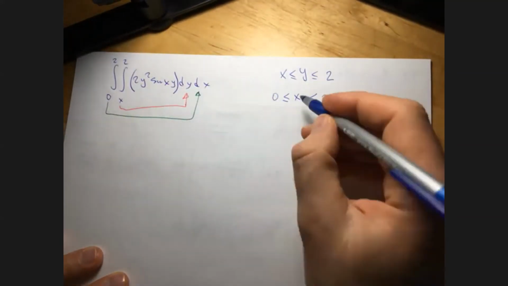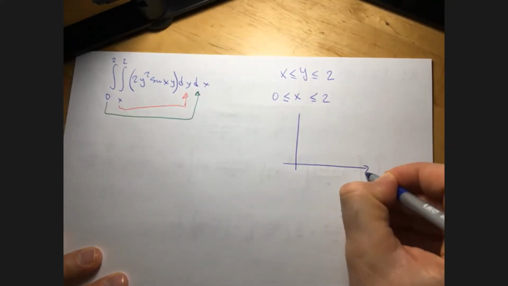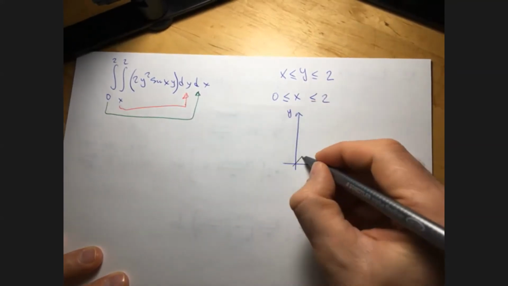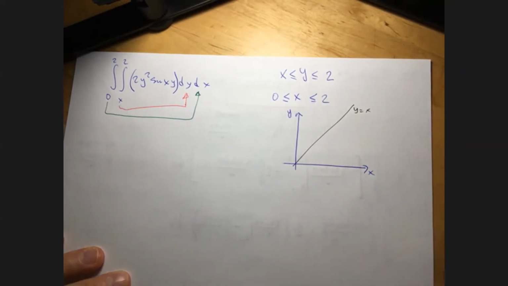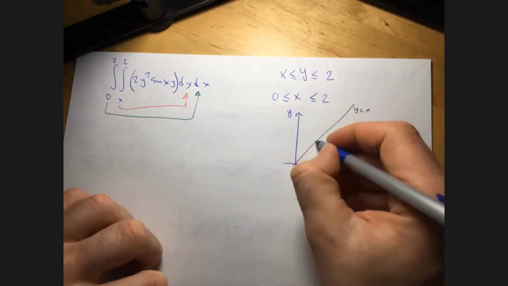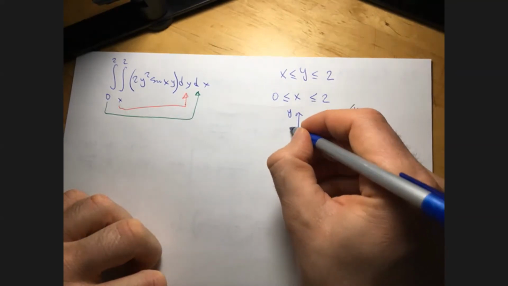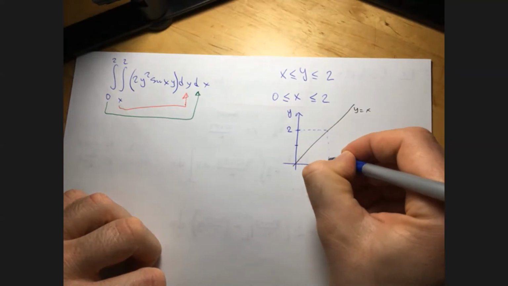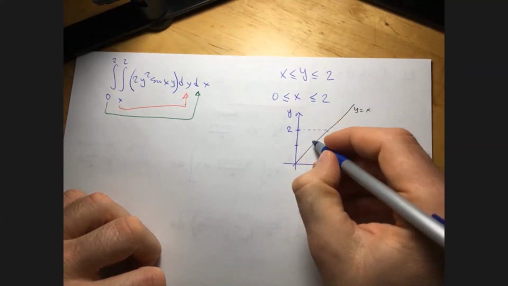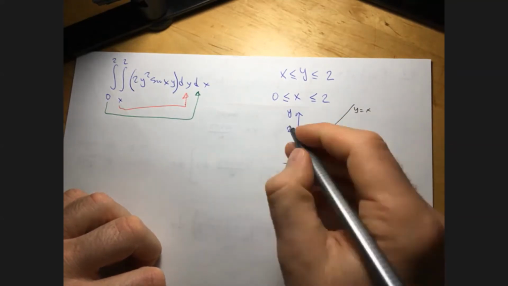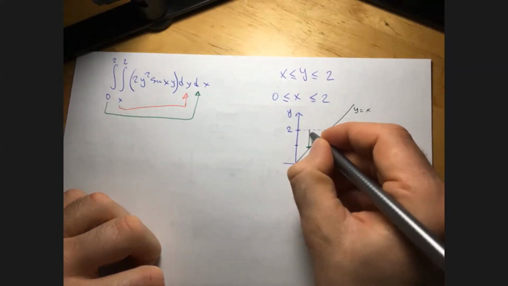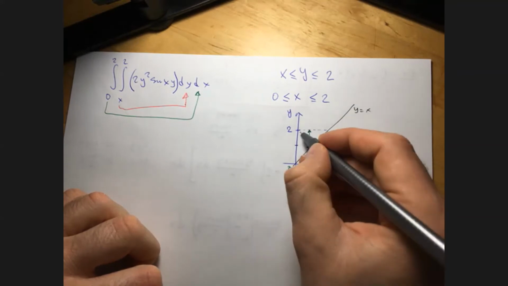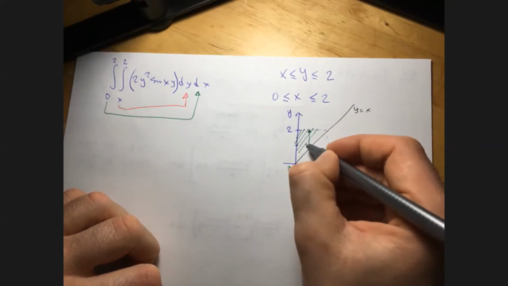So let's see how that looks. x, y, and y is equal to x. So y is greater than x and it's less than 2. This is 2, and this is 2. So y is greater than x and less than 2, and x is between 0 and 2. So this is the region that we're talking about.